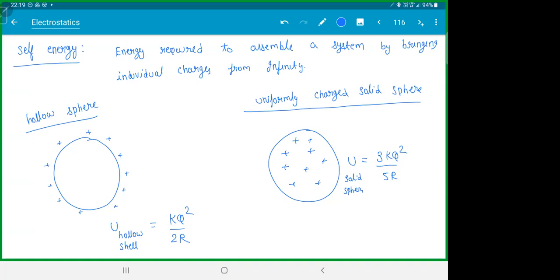Let me show you how they'll frame a question on this. Put it up. If you see today, we learned a lot of new things: self energy, field pressure, SHM in that oscillation, angular momentum conservation. So there are a lot of new things. So make sure to try all of them.